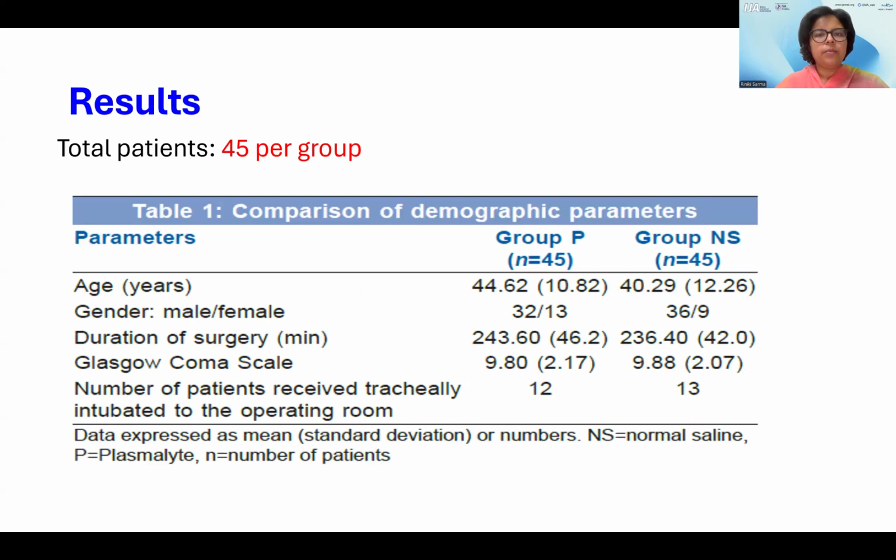So in results, 45 patients were analyzed per group. We can see that the baseline demographic characters between group P and group NS did not differ significantly. They were similar.